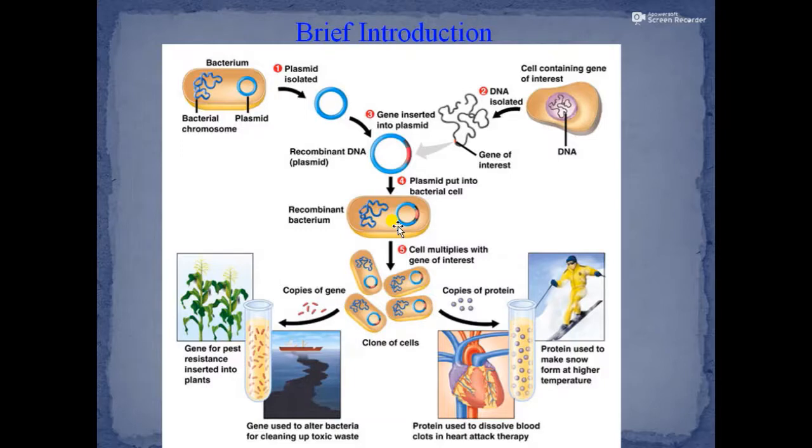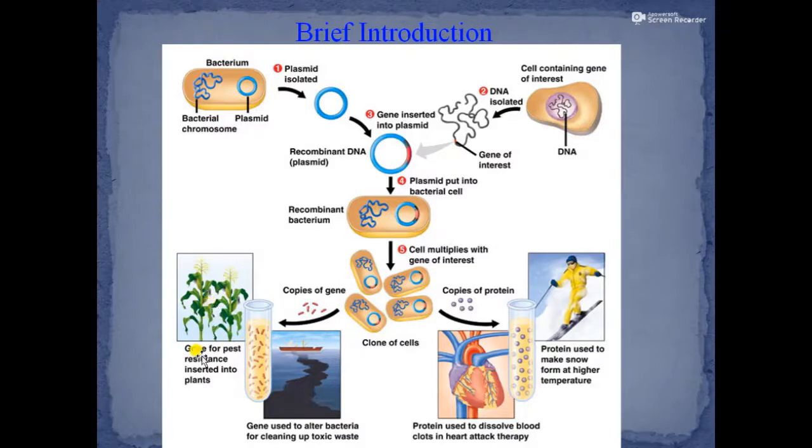Once the recombinant is put into the host cell, bacteria here, this is the example of a bacterial host, the bacterial host will multiply, and as a result the gene of interest also will be produced in large amounts. It will produce different copies of the particular gene, and the products of that particular gene would also be produced. And these proteins, or the products of that particular gene, could be of different types.